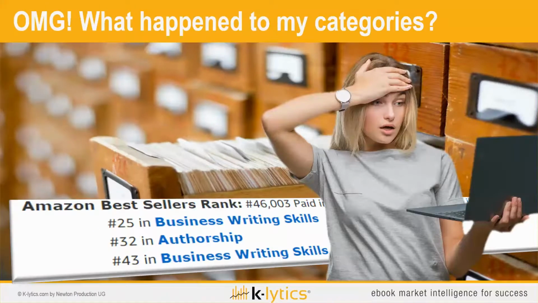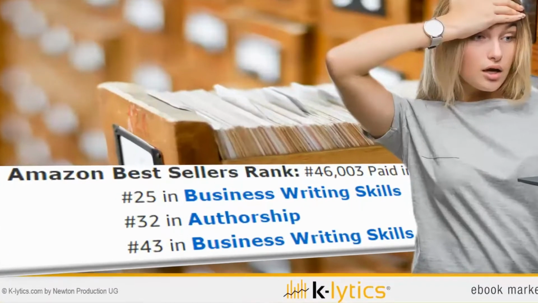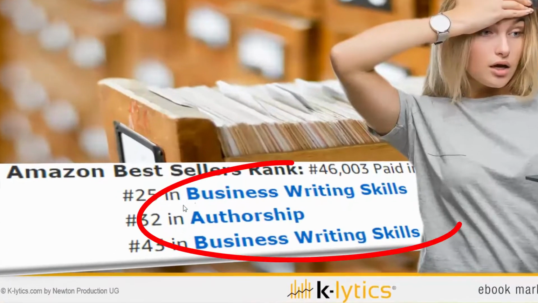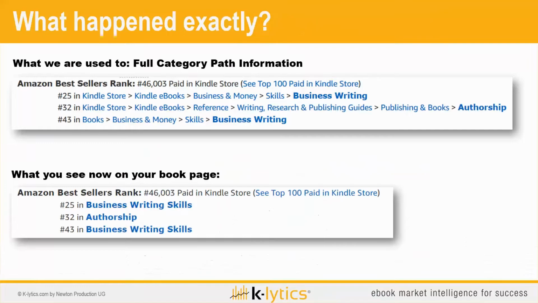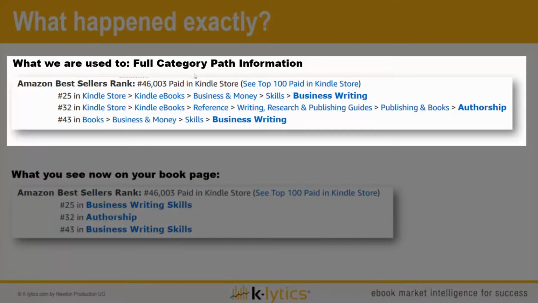Over the past couple of weeks, you may have thought to yourself, oh my god, what happened to my categories? Because when you go to a book on Amazon and look at your book page, down at the product details, you will have noticed that your category information has been stripped down to a very abbreviated version of what is known as the category path. What we are used to is the full category path information at the bottom of your book, which shows the categories in which the book is listed and ranking in.